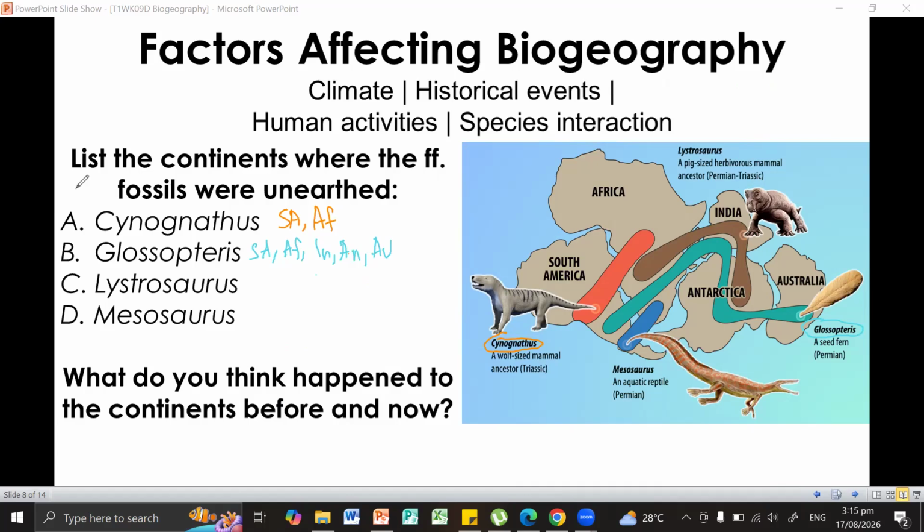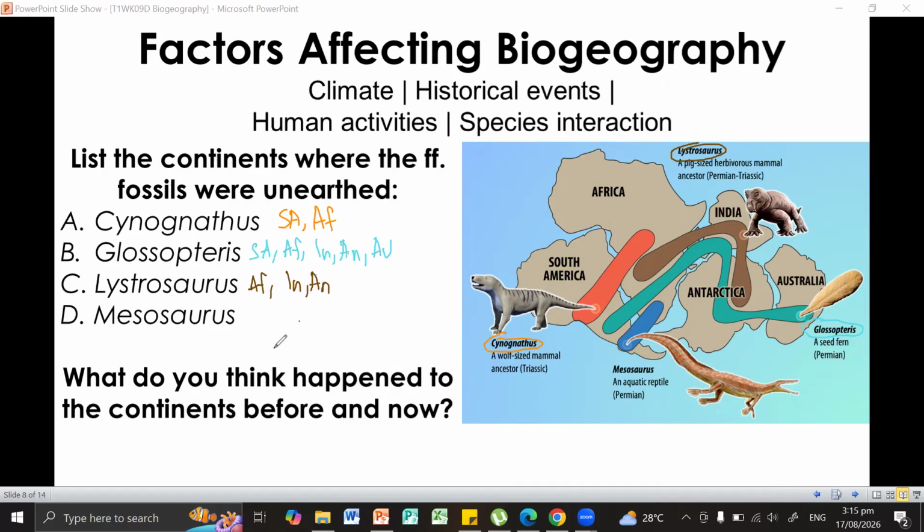For Lystrosaurus, represented by the brown streak, it is a pig-sized herbivorous mammal ancestor during the Permian to Triassic times. And these fossils were found on Africa, India, and Antarctica.